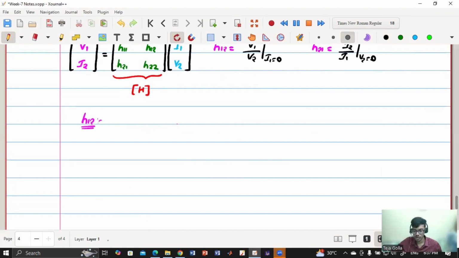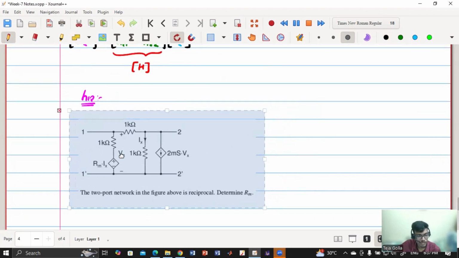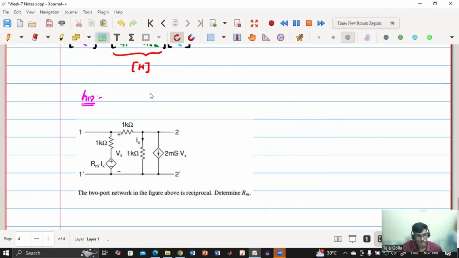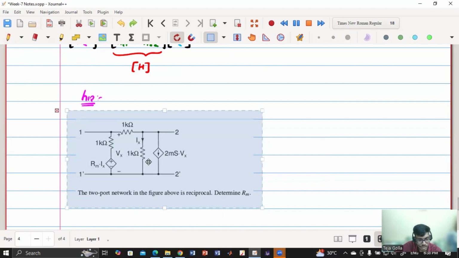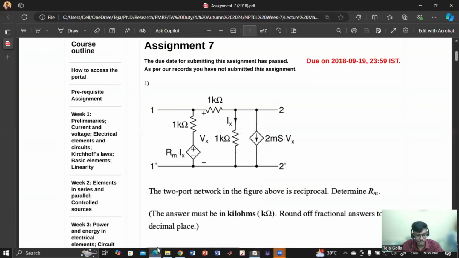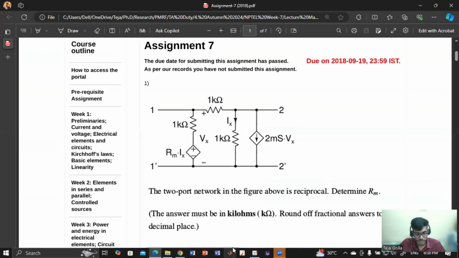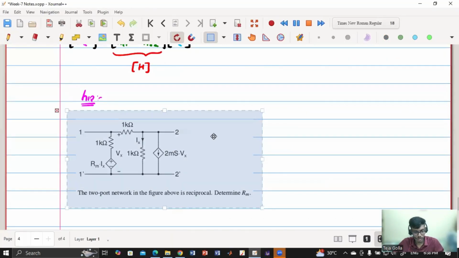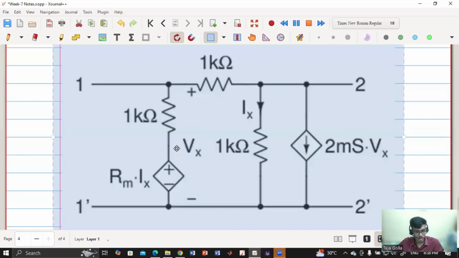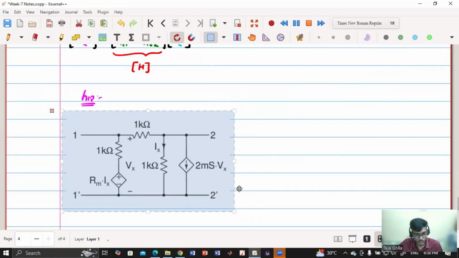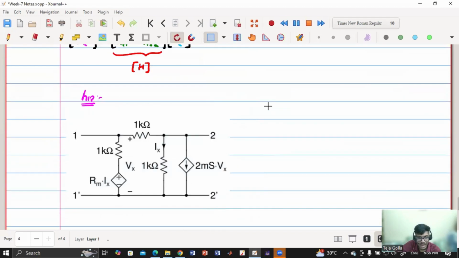For calculating H12, we have to find V1 by V2, right? This is the question that they have given, or let me just take only the image so I can use a better picture for better understanding. If I delete this, I will take a somewhat bigger picture. So H12 is V1 by V2 when I1 equals 0.